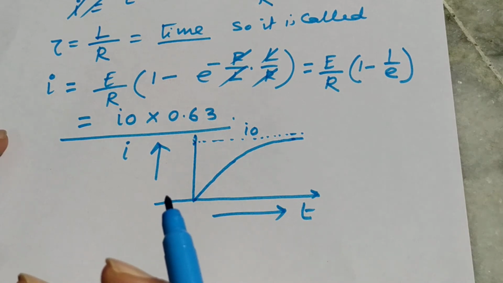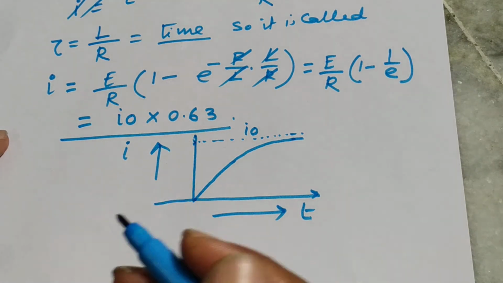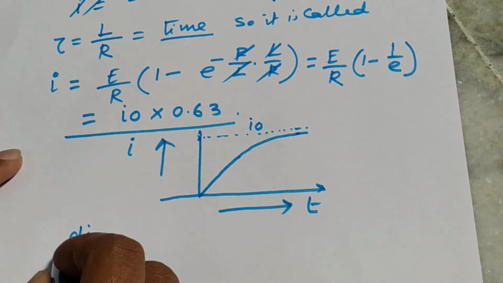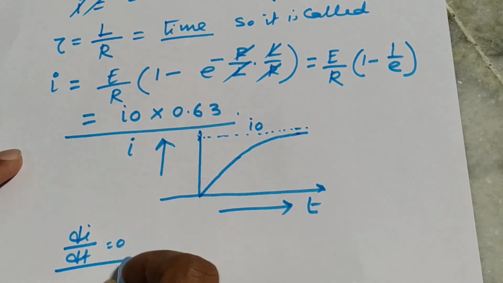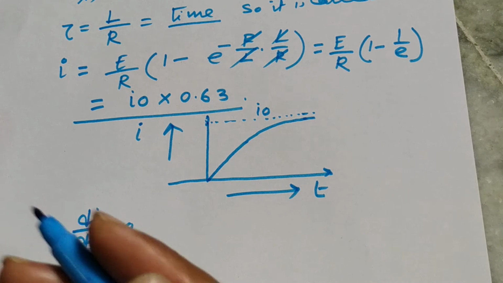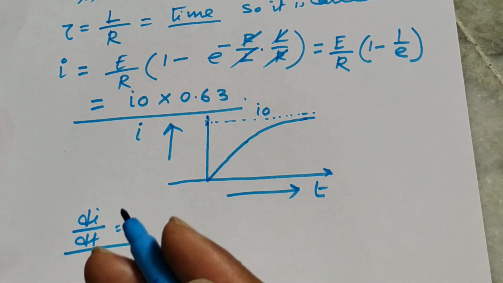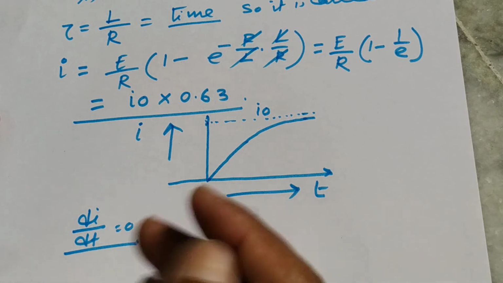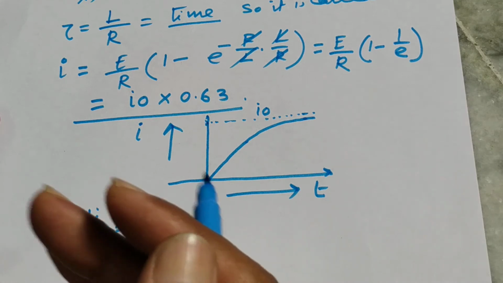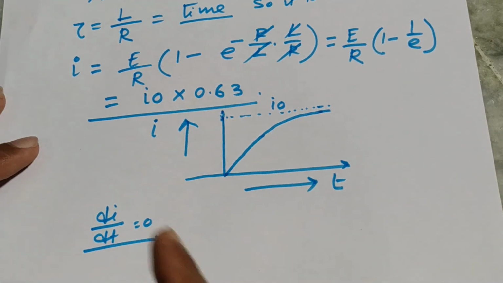Okay, and at the steady state value, when the current in the circuit becomes steady, then the rate of change of current di dt will be 0. Then no voltage will be dropped across the inductor, and the circuit behaves as if without inductor, because then the total voltage will be dropped across the resistance.